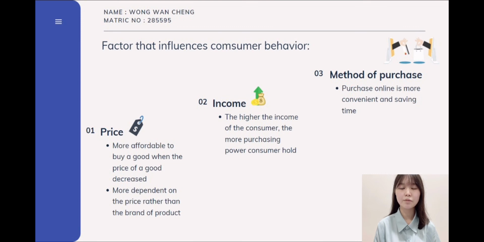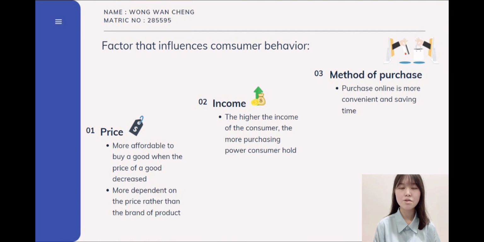Consumers will find it more affordable to buy a good as the price of the good decreases. In addition, consumers are more dependent on the price of the product rather than the brand of the product. Other than that, income is also a factor that influences consumer behavior. The higher the income, the more purchasing power a consumer holds.